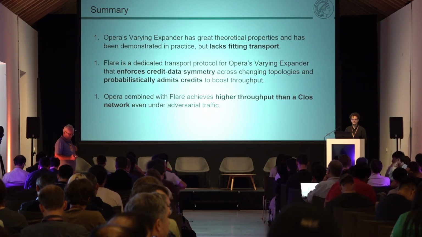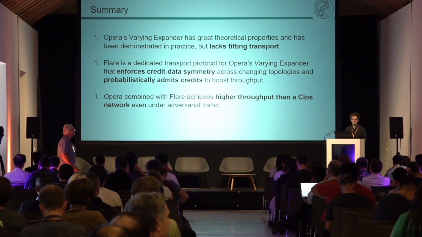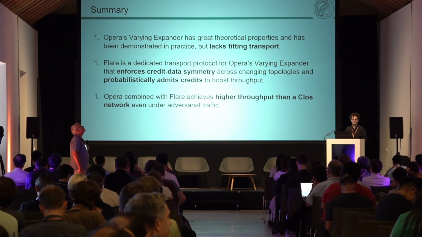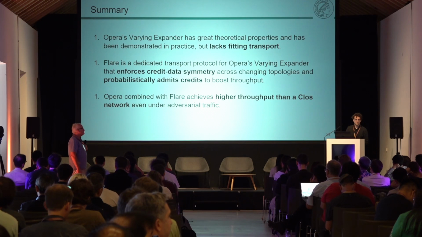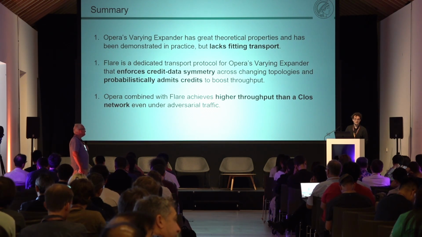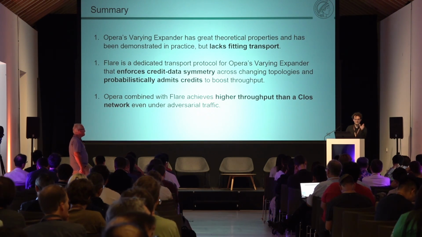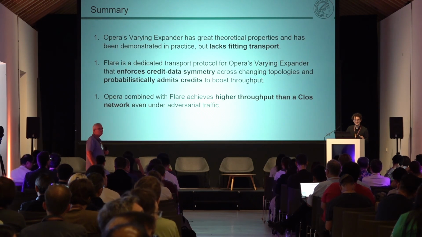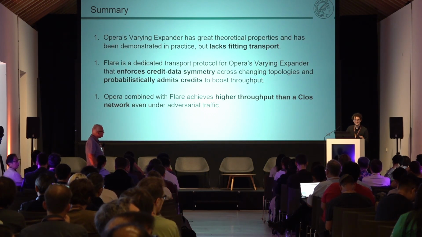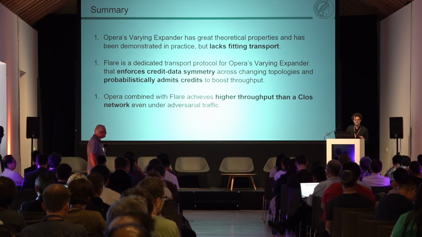One thing about the credit wastage, how do you contrast your approach to other approaches in the community which have taken, say, overcommitting credits? I think I missed the middle part of your question. How do you contrast your solution of probabilistically admitting credits to overcommitting credits?